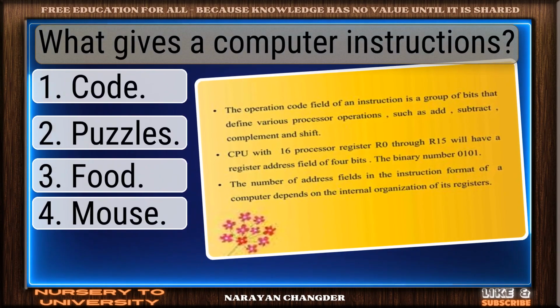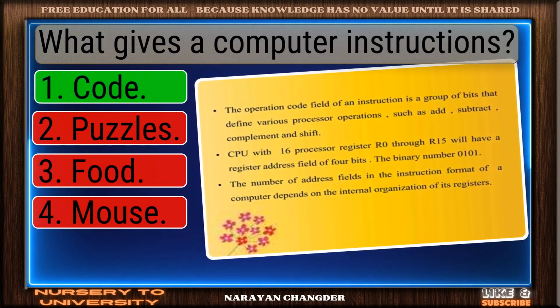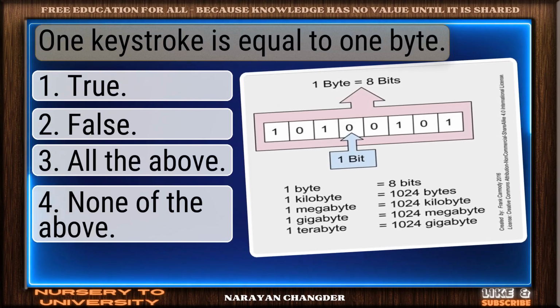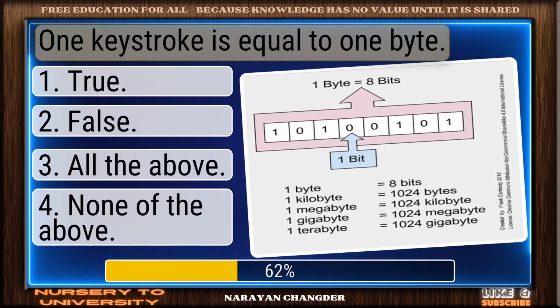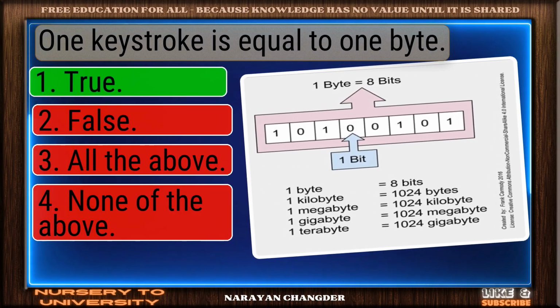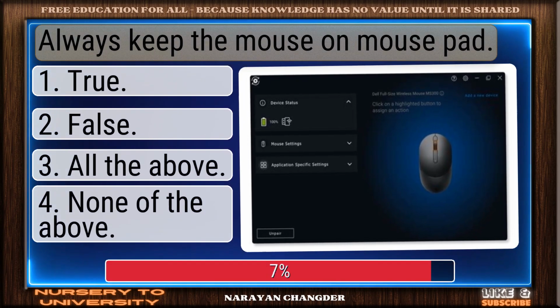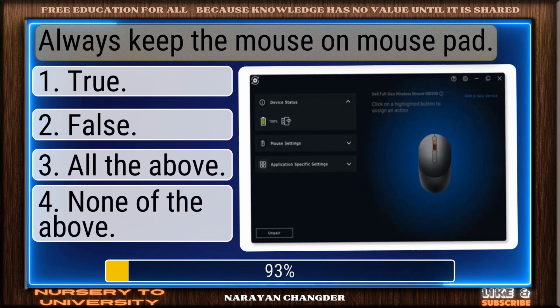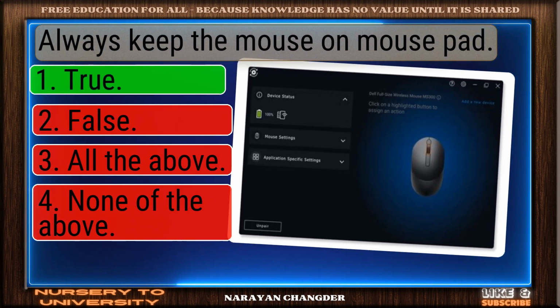What gives a computer instructions? Right again. Code is valid. One keystroke is equal to 1 byte. You're right. True is correct. Always keep the mouse on the mouse pad. Excellent choice. True is right.